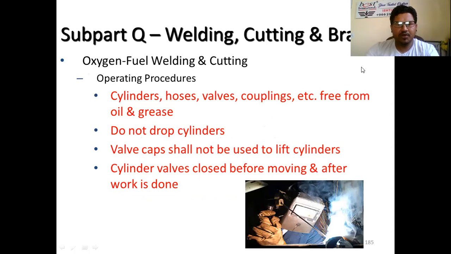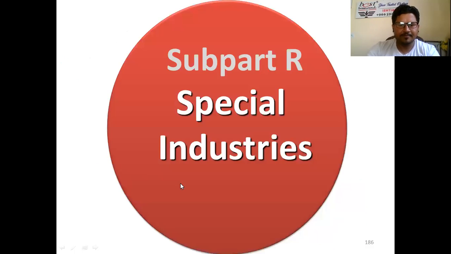Now, guys, another important area which we really need to discuss is that all operating procedures relevant to such dangerous equipment must be technically correct, and training must be given to the relevant employees so they know how to use these cylinders, and what the purpose is in the procedures, and how to make sure the cylinders, hoses, valves, and couplings are free from oil and grease. They should not drop cylinders. Valve caps shall not be used to lift cylinders. Cylinder valves must be closed before moving and after work is done. So these are some of the precautions and safety instructions that need to be followed.